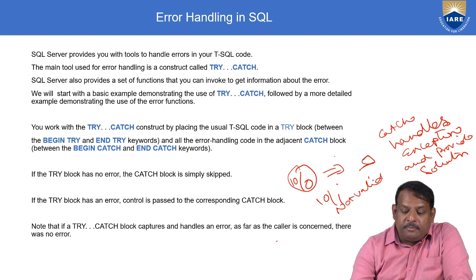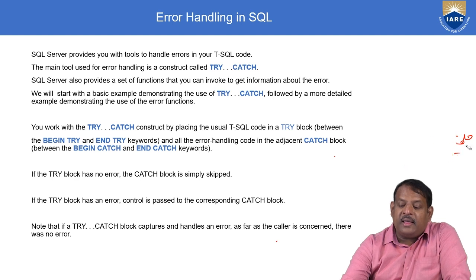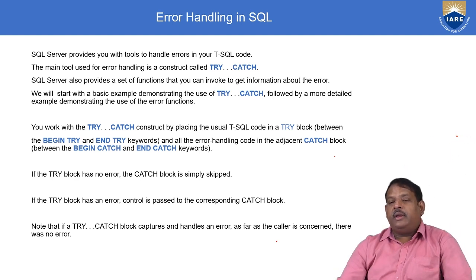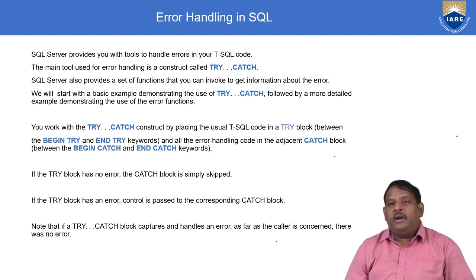So if the try catch block captures and handles the error, the end user who is using it will not see an error. If you write 10 by 0, you get an error. In the catch block, you'll say that by default, instead of 0, I'll make it 1. So the end user will not know what is happening here. Okay, this is the introduction.